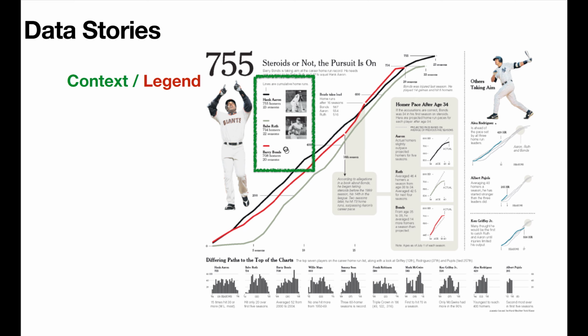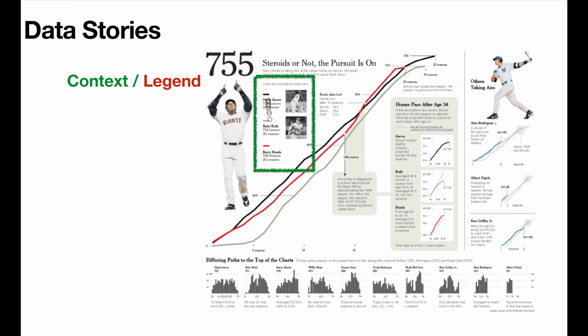Here we have a legend, okay, of the top home run hitters of all time at this time period. Hank Aaron was the leader. He had hit 755 home runs in a 23-season career. Babe Ruth was next with 714 home runs in a 22-season career. And Barry Bonds at this time was in the 20th season of his career and had hit 708 homers.